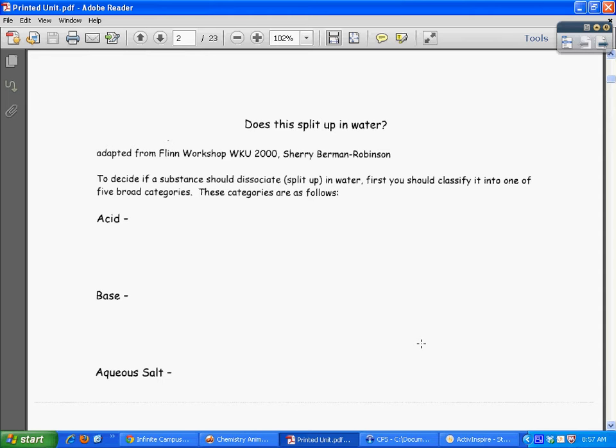To get to that classification scheme, we're going to first start with classifying materials into one of 5 categories. Is it an acid, a base, an aqueous salt, a weirdo, or is it none?